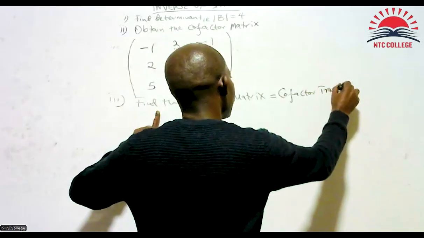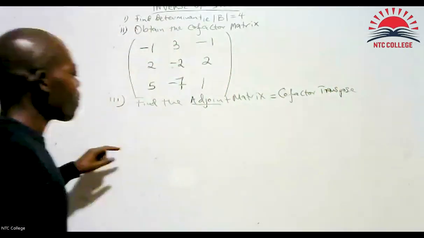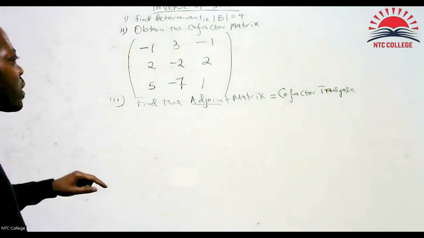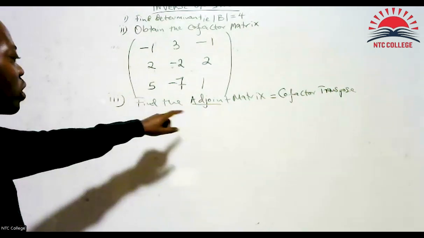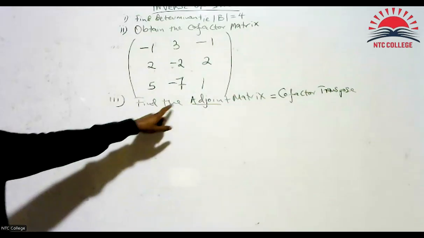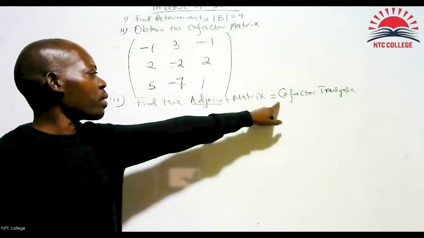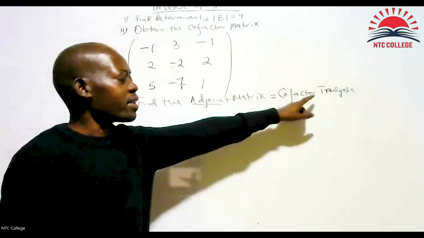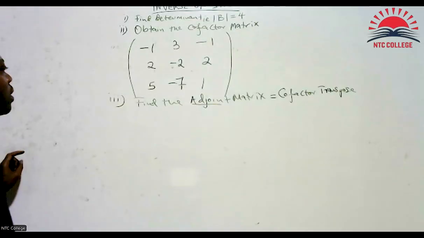A good student would remember that the transpose of a matrix is just the interchange, as I explained when we introduced the unit. Find the adjoint matrix, and the adjoint matrix is simply explained as the cofactor transpose. Look at it. Very simple.